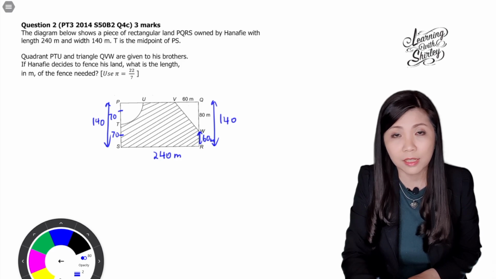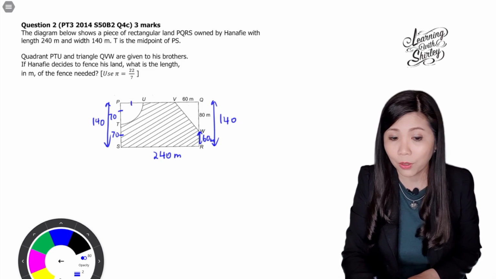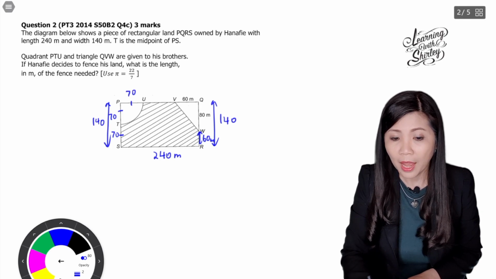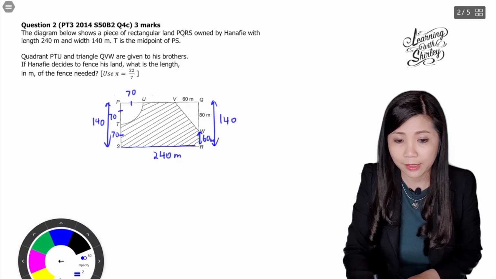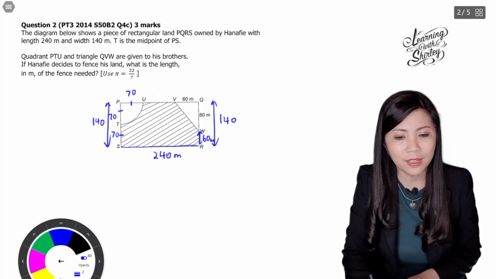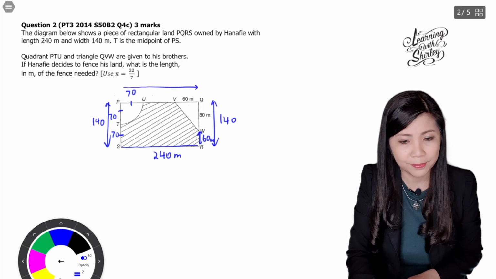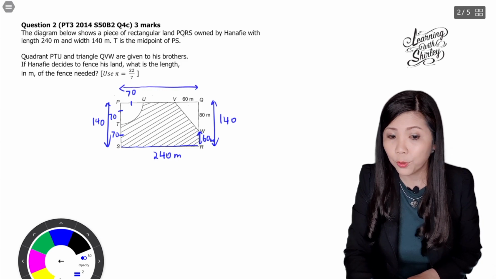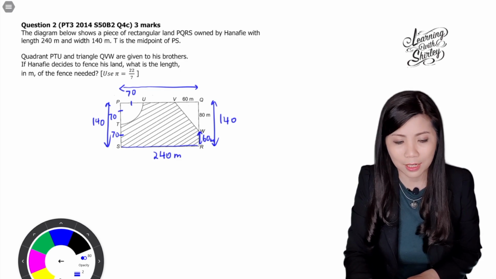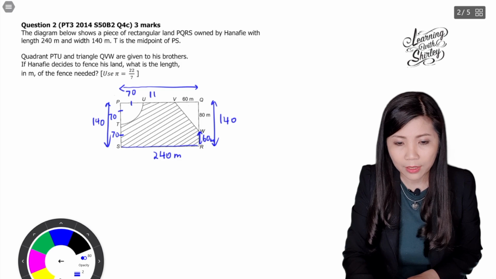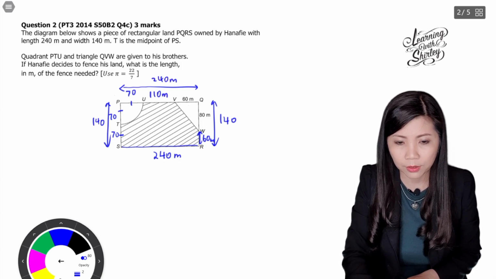Because PT is the radius of the quadrant, therefore PU is also the radius of the quadrant, and it's 70. And because the length of the rectangle is 240, therefore PQ is also 240. So to find UV, I'm going to use 240 minus 70 minus 60. Okay, so I will get 110 meters. So this is 240 in total.